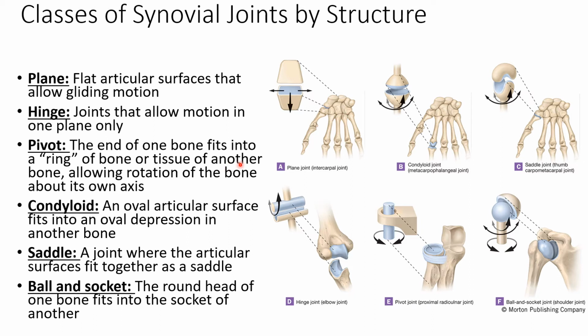And then also let's look at a hinge joint. This is going to allow motion in one plane. You can take a look here. Here's a hinge joint down here, the elbow joint. It's going to allow that flexion and extension.